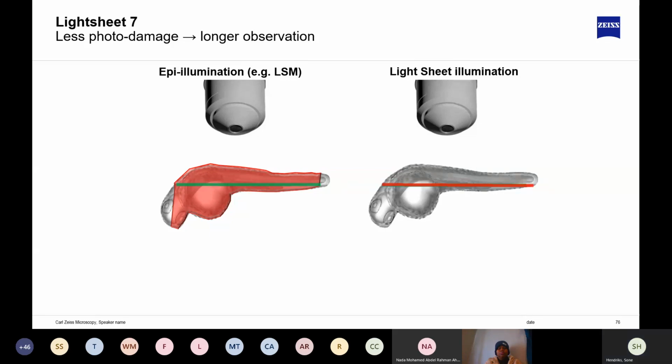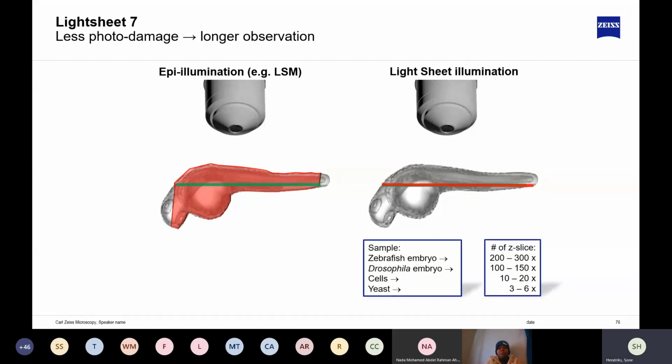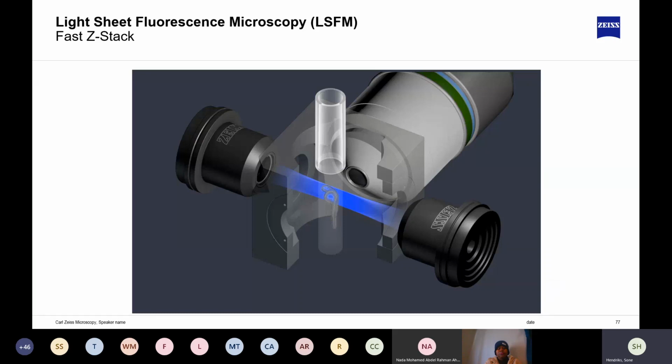So yeah, you could see the amount of slices that is necessary and the amount of time that you want to image this. And if you have less photo damage, you can view your samples for much longer. It means that you can also then track the development over a longer period of time.